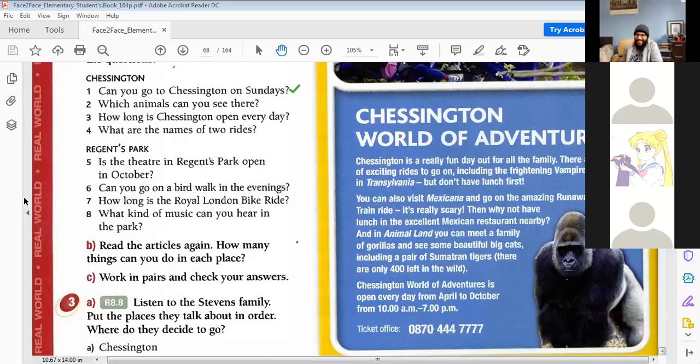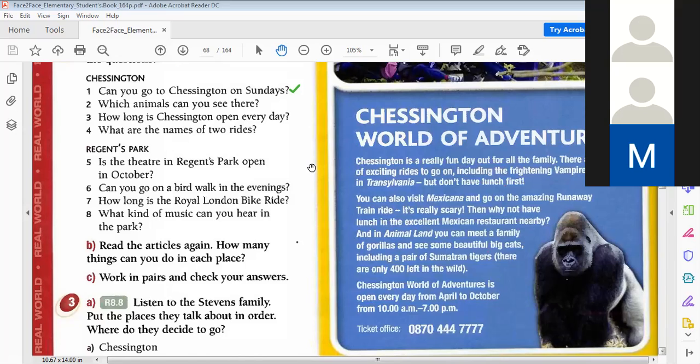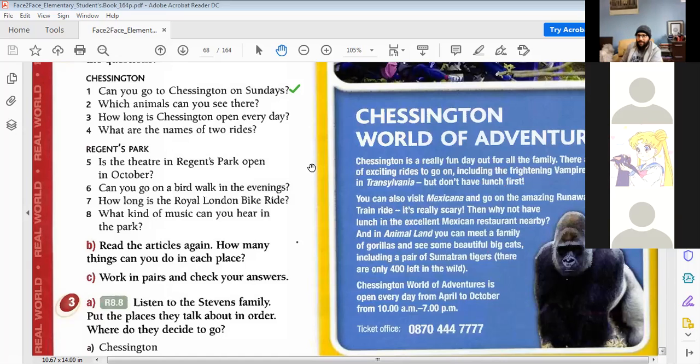And are they real? Do you think they're real, or not real? Who thinks vampires are real? Not real. What do you think, Cecilia? Real or not real vampires?